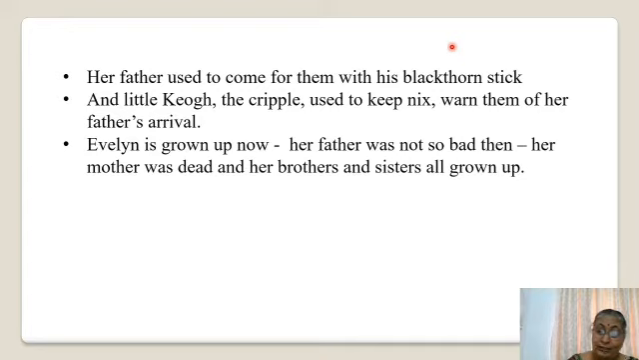And will the children ever listen to that? No, definitely not. So he used to come for them with his blackthorn stick, a stick from the plant which is there, and the sight of the stick is enough to drive the children back home. And little Keogh, the cripple, used to warn them of her father's arrival. Keogh, the cripple, just couldn't play with them, but he did useful work for them.